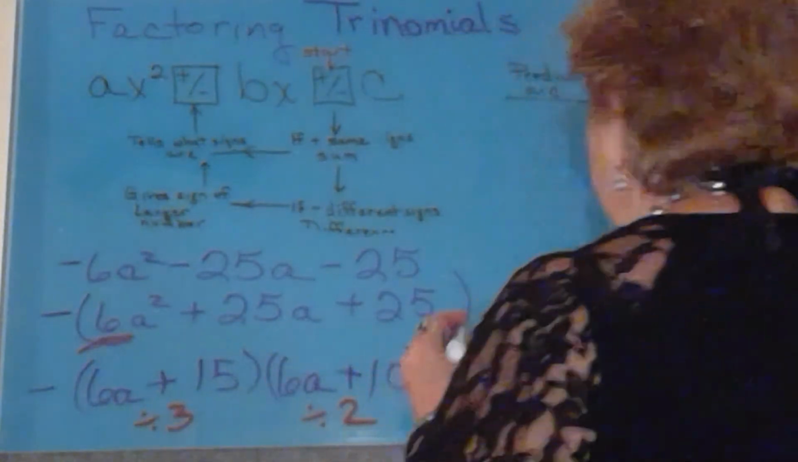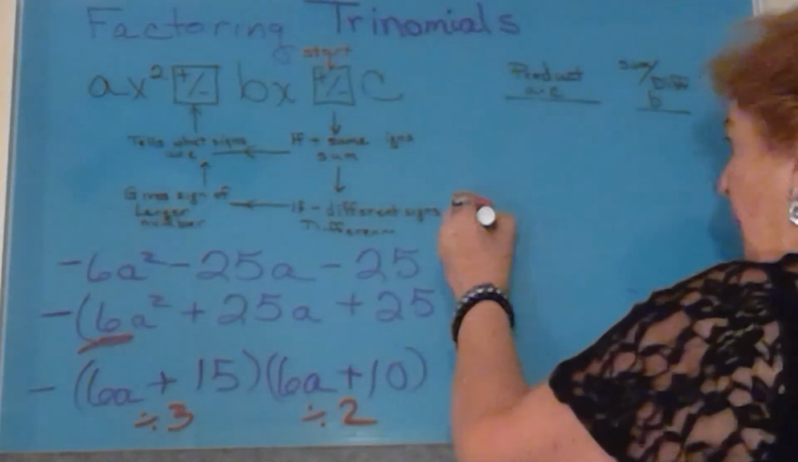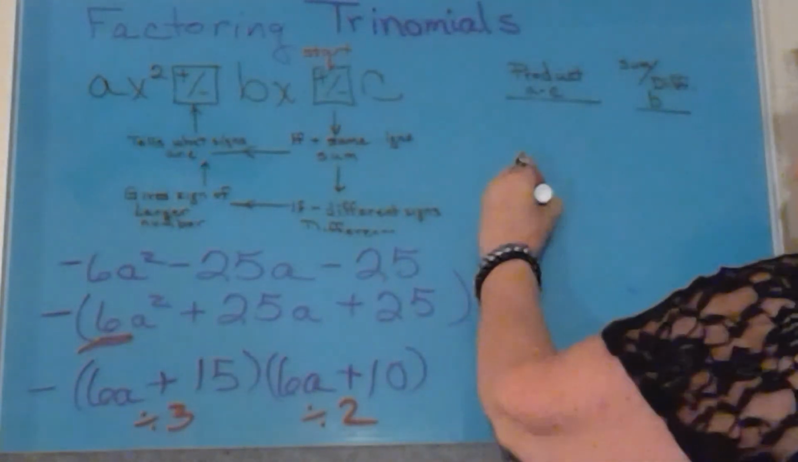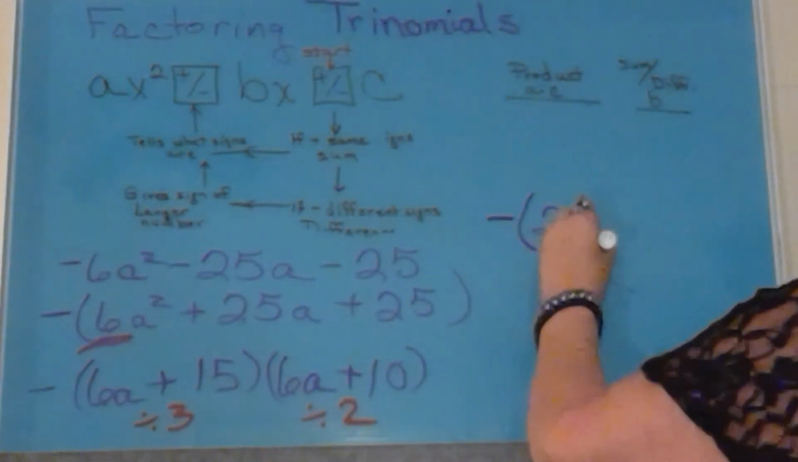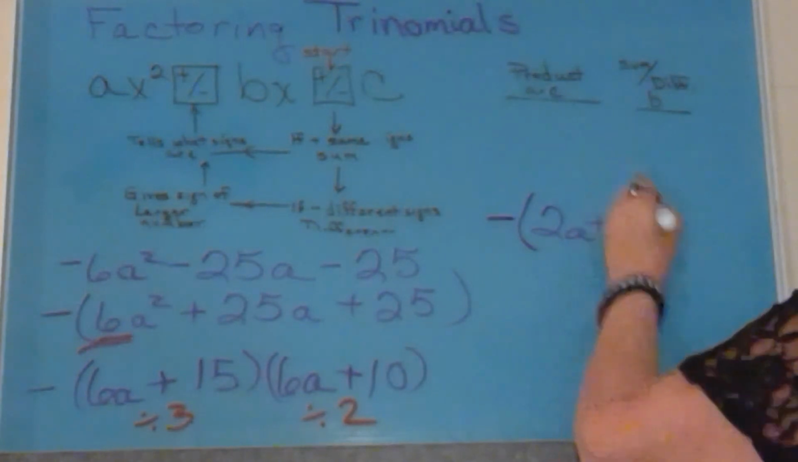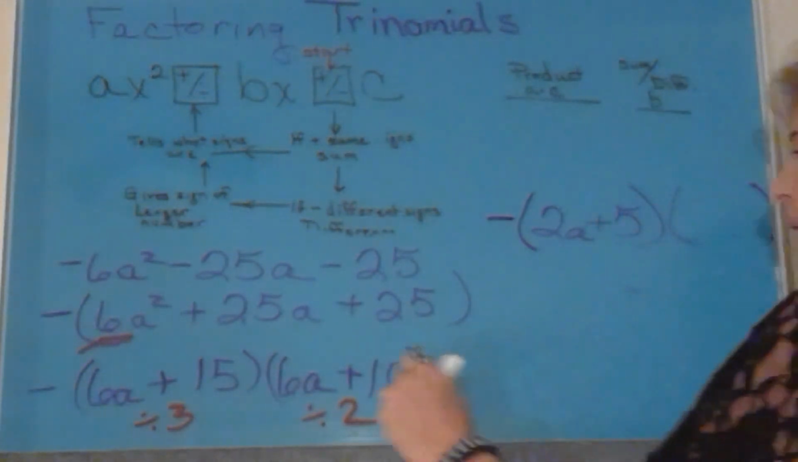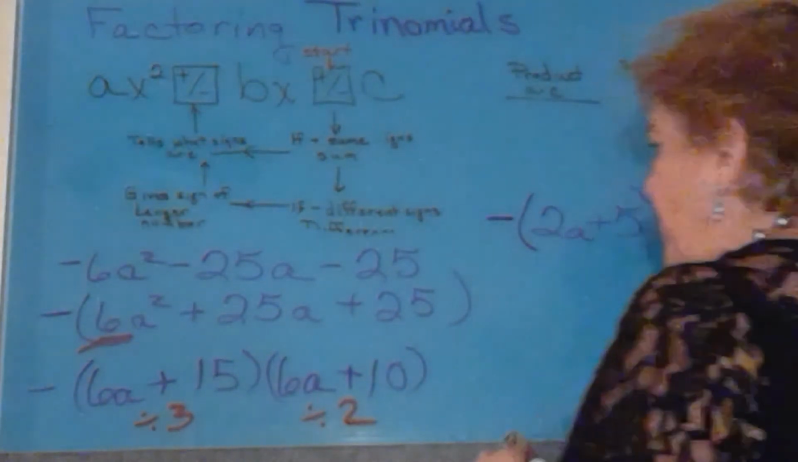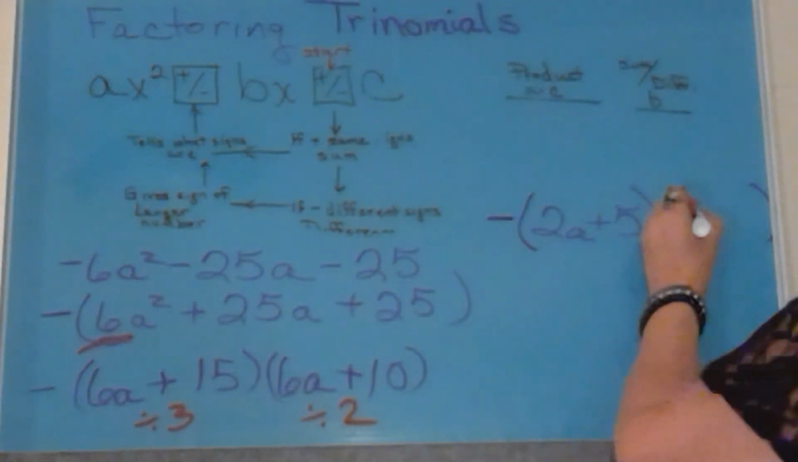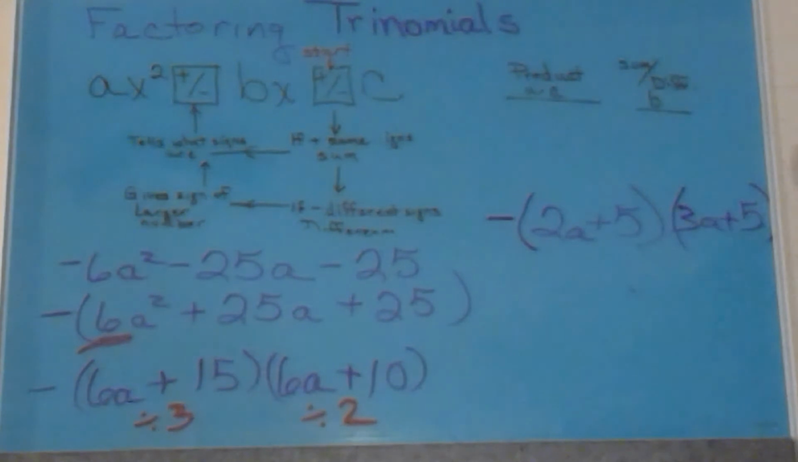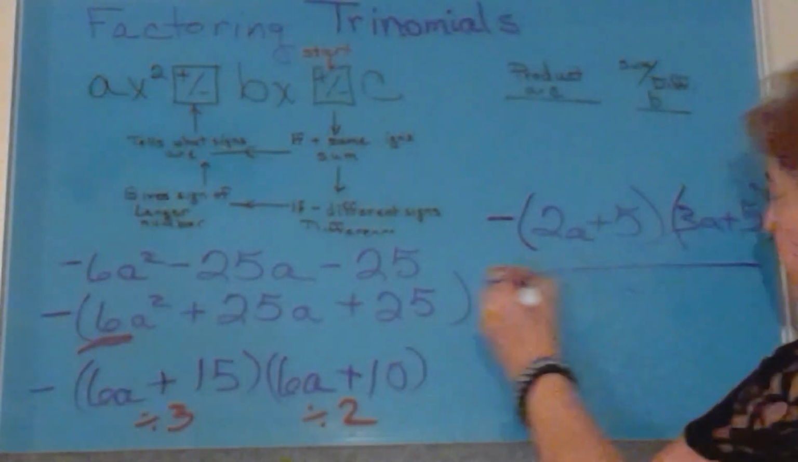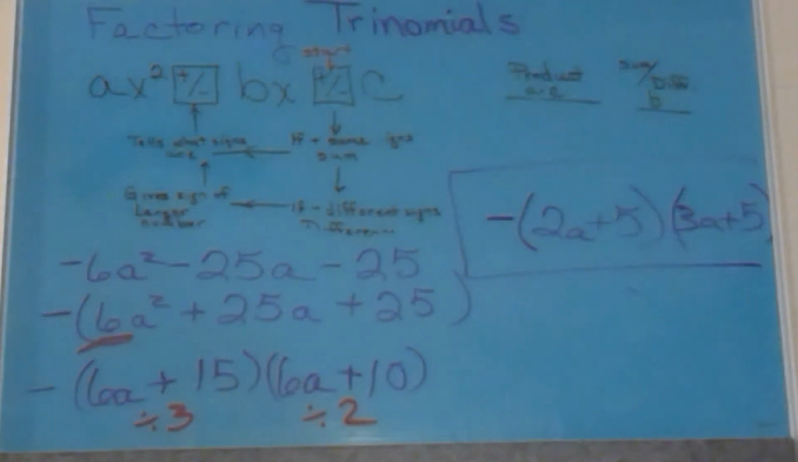So this leaves me with an answer of minus, don't forget that. If I factor 3 out of this, I get 2a plus 5. And when I factor 2 out of this, I get 3a plus 5. So although I'm running out of room here, there's your final answer.